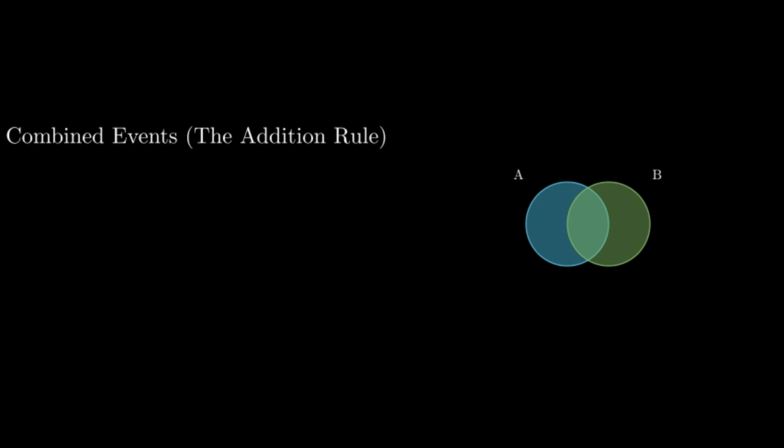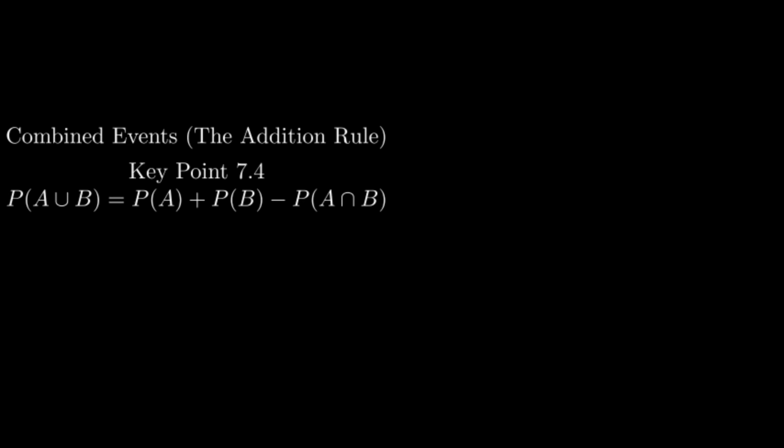Why is this wrong? Because if we do that, we count the intersection, the part where both A and B happen, twice. Imagine coloring in all of A and then coloring in all of B. The overlapping part gets colored 2 times. To correct for this double counting, we need to subtract the probability of the intersection 1 time. This gives us the general addition rule for probability. The probability of A or B is the probability of A plus the probability of B minus the probability of A and B. Let's use this formula in an example.